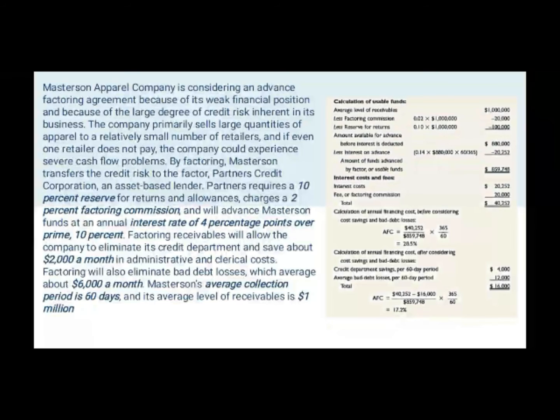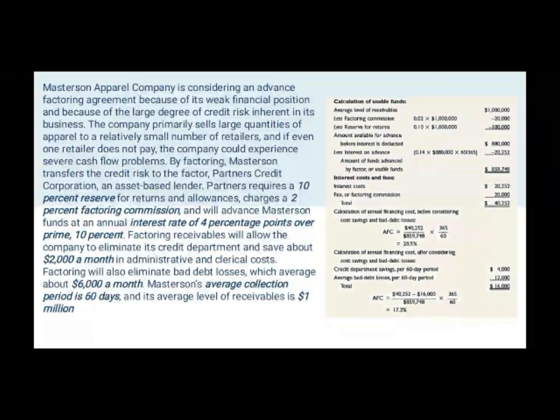So the formula is average level of receivables deducted by factoring commission, reserve for returns, and interest on advance. So our average level of receivables is $1 million. And for our factoring commission, we will multiply the average level of receivables to the percentage of factoring commission, which is in the given 2%. So that gives us $20,000.